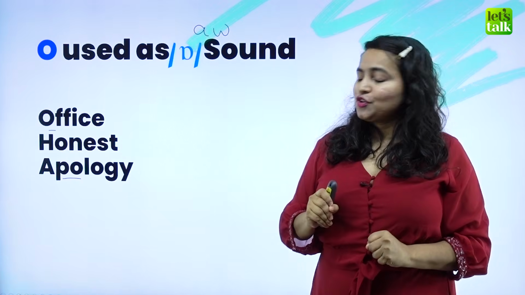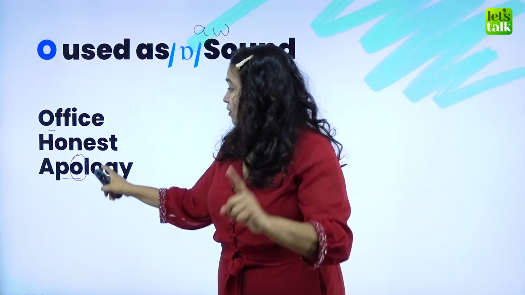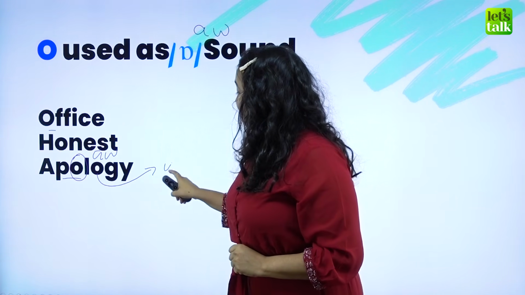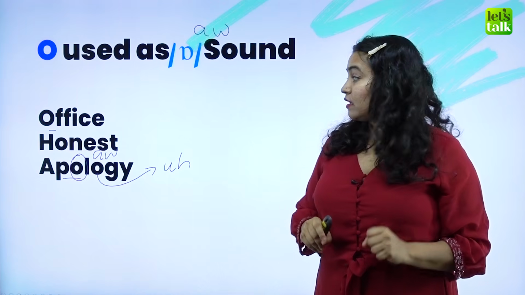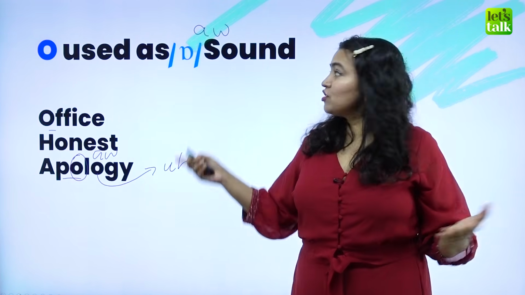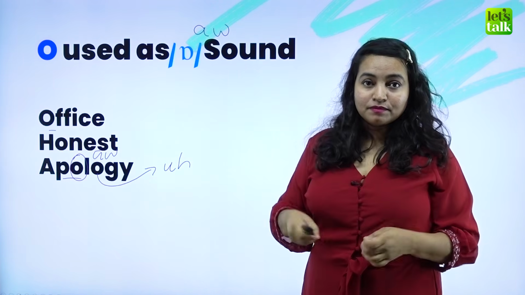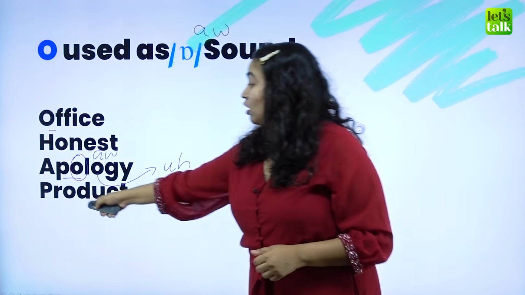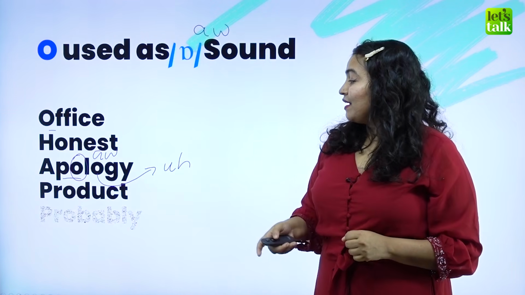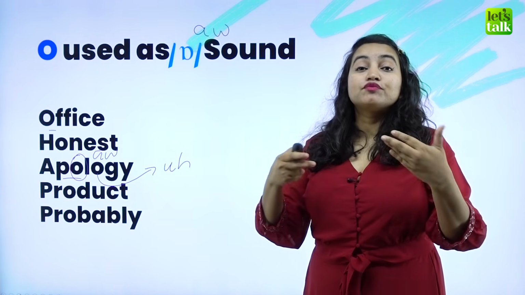One more thing I want to let you know is that this O is the O sound. However, this O is simply got the sound. So we say apology, right? So as I mentioned, O can be anything. Over here it is O and over here it is apology. Then we've got product, not product, product, O. Probably, not probably. Say this with me. Probably.